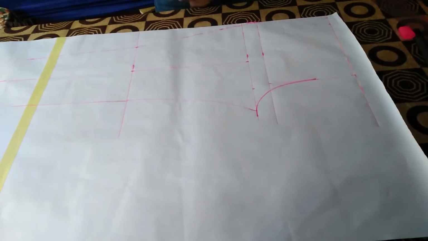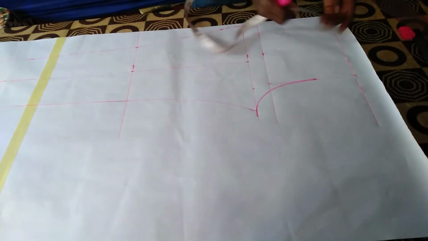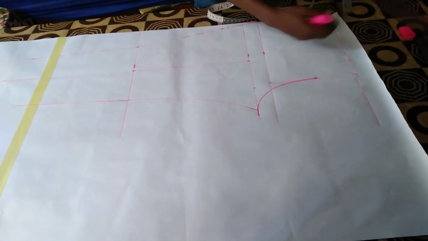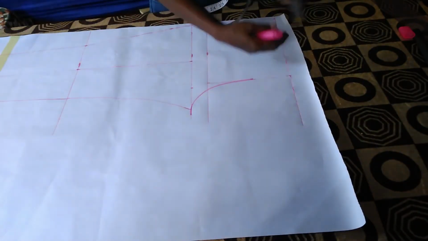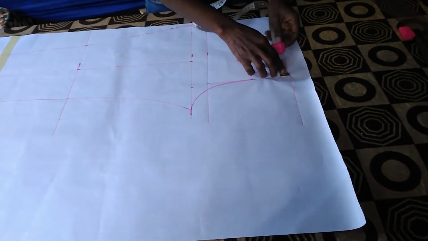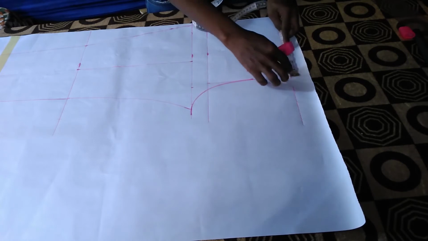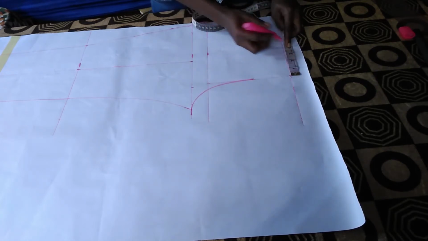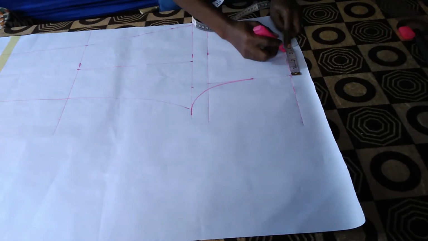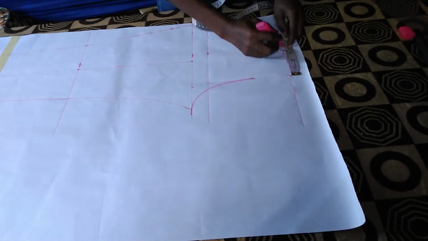Now we are going to take our dart. We are starting our dart from this side. The bust span measurement is 7 inches, divided by 2 will give us 3.5 inches. Half an inch on both sides.